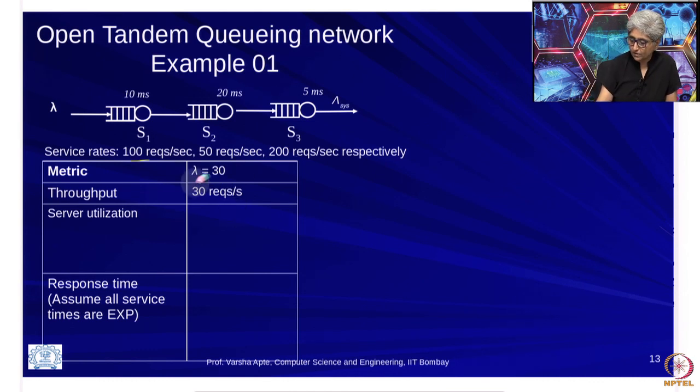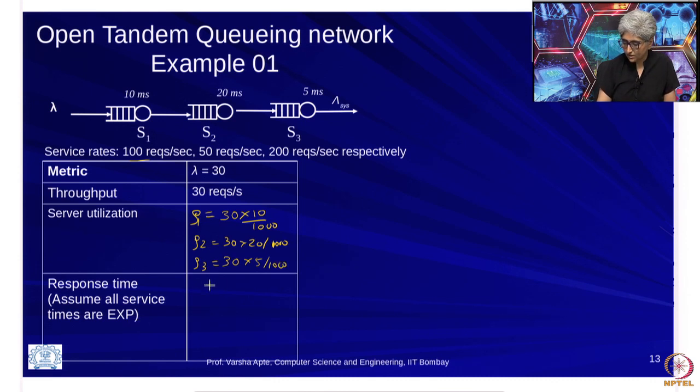And then the server utilizations will be: rho 1 is equal to 30 multiplied by 10 by 1000, rho 2 will be 30 multiplied by 20 by 1000, rho 3 is equal to 30 multiplied by 5 by 1000. And the response times for each one of them, I will just show for R1, it is going to be 10 divided by 1 minus 0.3, and similarly for R2 and R3.